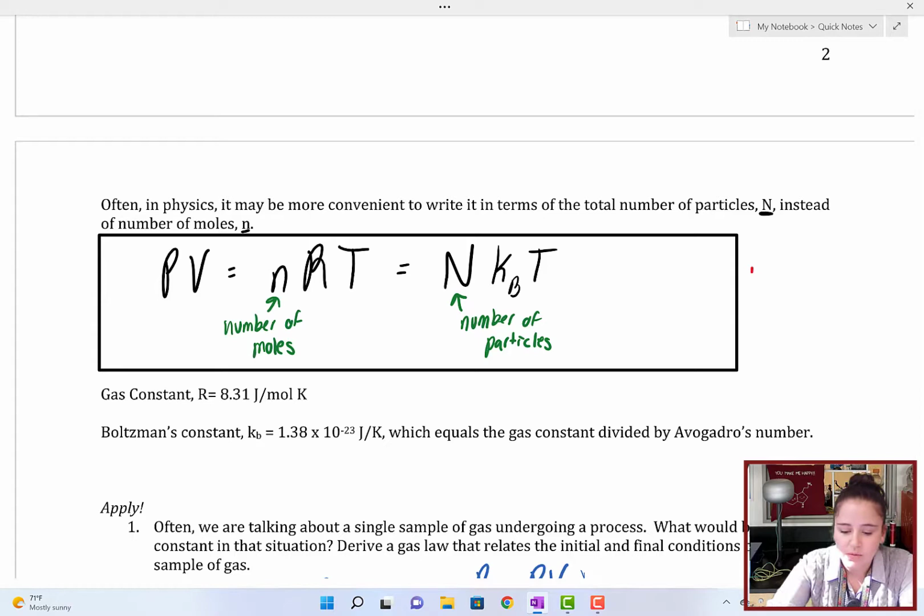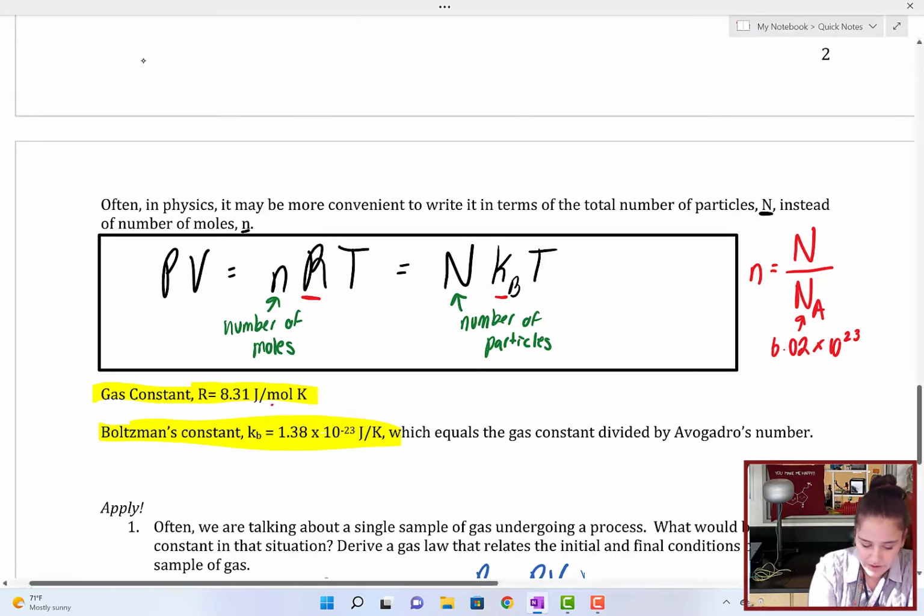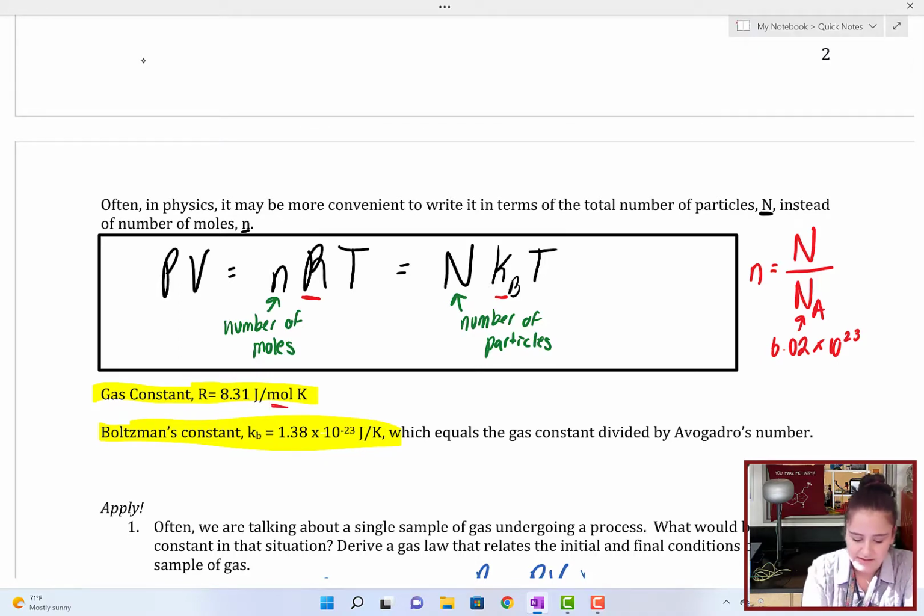Okay, so we can remember that the number of moles is always going to equal the number of particles, big N, divided by NA, Avogadro's number, which is 6.02 times 10 to the 23rd. Now, that means that they're tied to different constants. R is the gas constant, which is 8.31, and kB is Boltzmann constant.